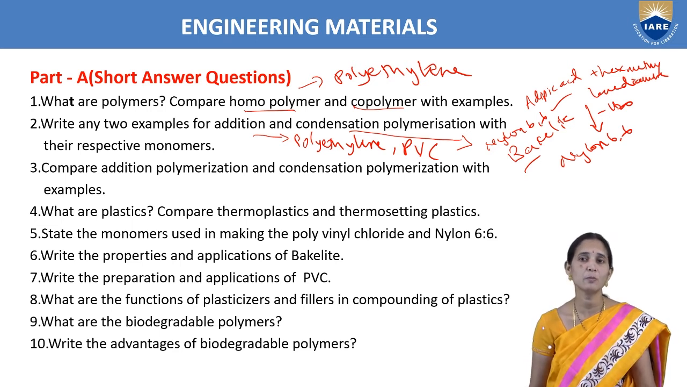Next, what are biodegradable polymers? The polymers which undergo degradation or decomposition in the presence of bacteria are called biodegradable polymers. For example, polylactic acid. Some synthetic polymers are not biodegradable. If you throw a polyethylene cover in the soil, it won't decompose and leads to soil pollution. But biodegradable polymers undergo degradation in the presence of bacteria. Write the advantages of biodegradable polymers.